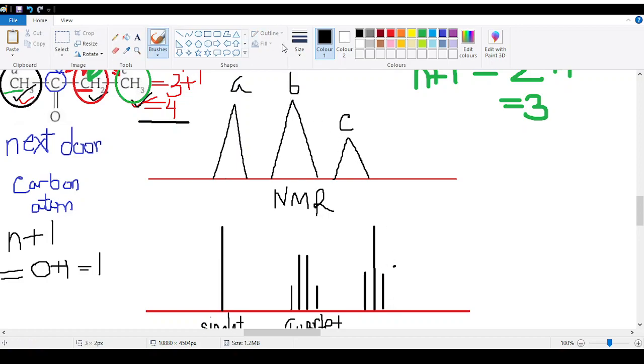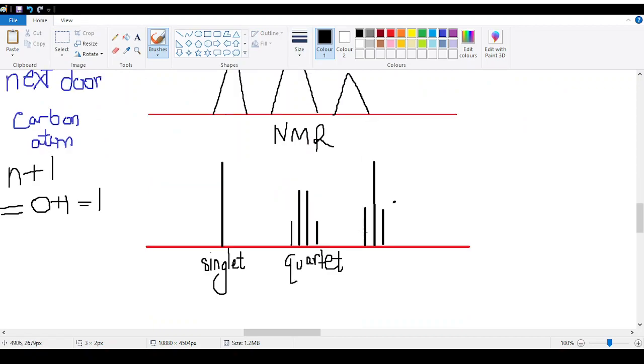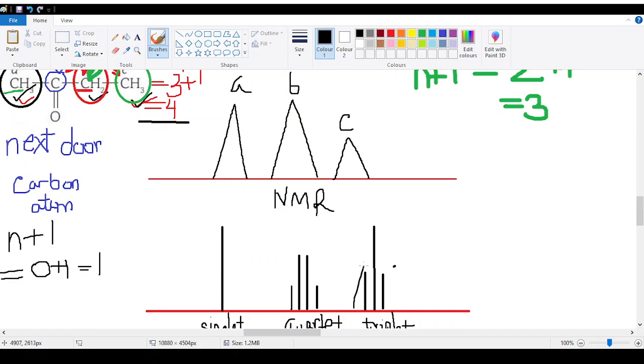And this is called a triplet. Why triplet? Because you can see that this peak is split into 3 different sub peaks. Rather than being a single peak, it is broken down into 3 smaller peaks. Is that fine or not?